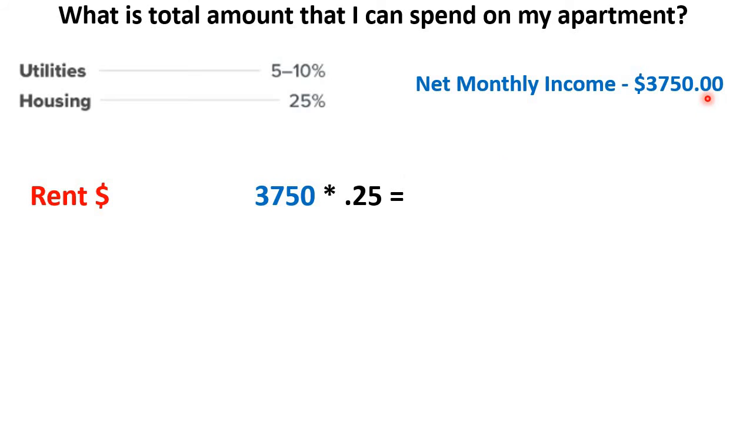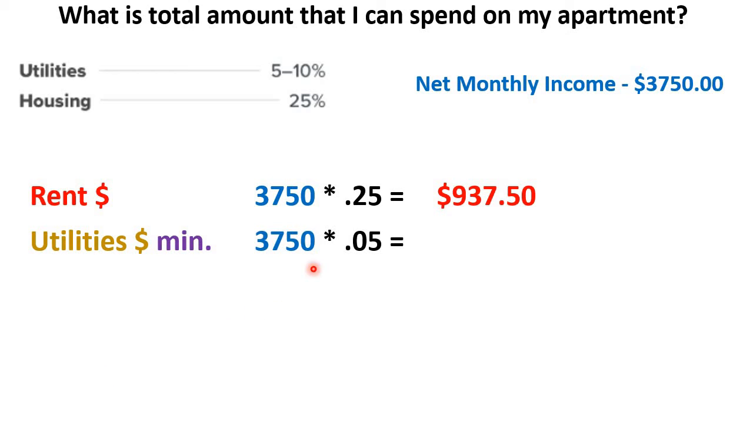Perfect, 3,750 times 0.25, because that's our percentage, right? So what's the dollar amount for rent? Awesome job, $937.50. Okay, now we need to start dealing with the utilities, so let's deal with the minimum amount. What will be the math problem for that one? Great, 3,750 times 0.05, because 5% is my low end. So what's the dollar amount for that minimum?